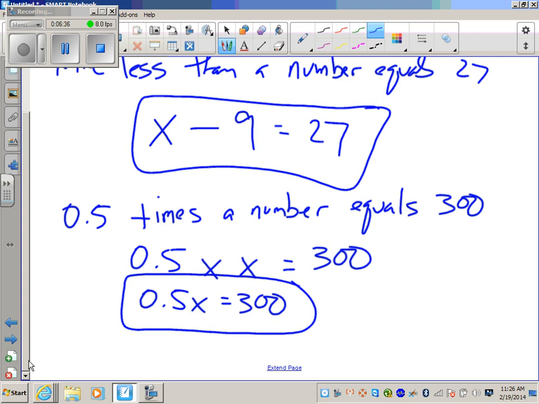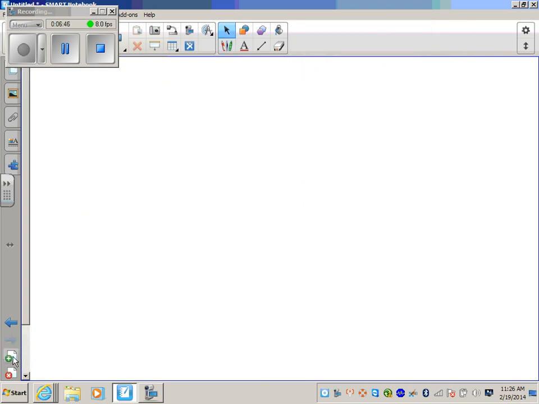Number 4, 1.25 times a number equals 103.75. Try that one. Number 4 is at the top of the page.